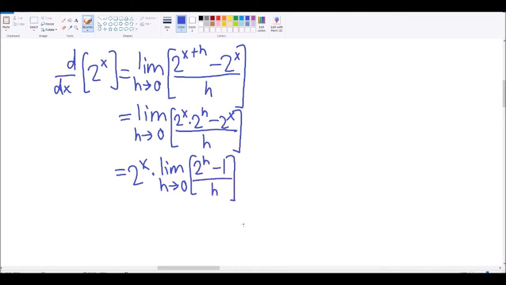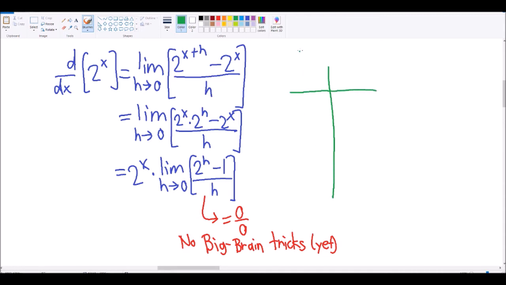Now, this limit is what makes things interesting. For one thing, plugging in 0 gets a 0 divided by 0 undetermined situation. Later on, I'll show you how to deal with a limit like this, but for now, we don't know any big braining tricks to work with it. But we can always brute force it by letting h get really, really small, which is what we'll do here.